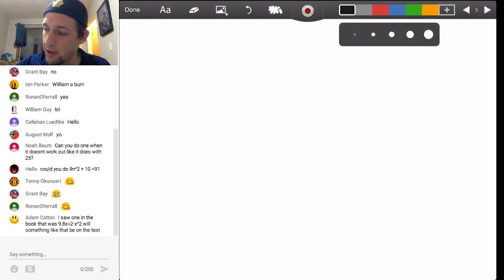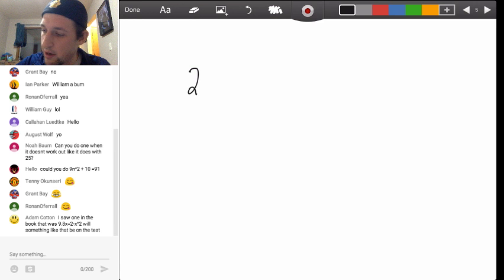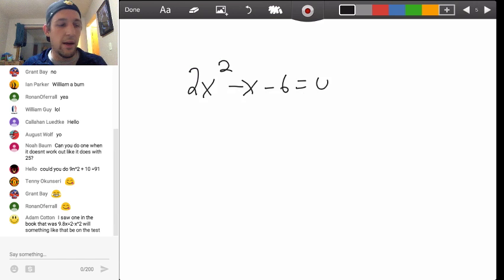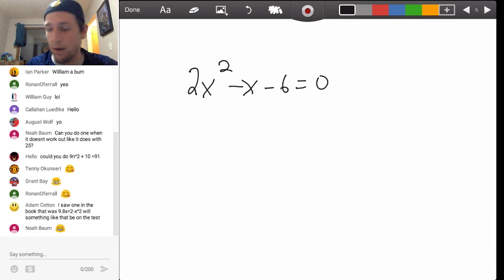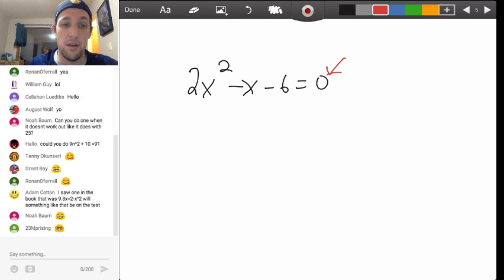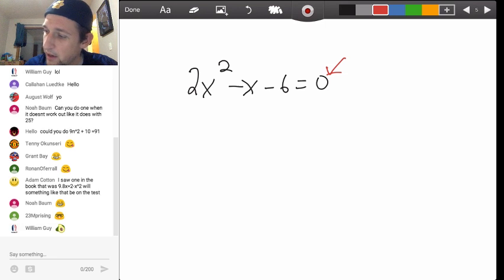So the first one is 2x squared minus x minus 6 equals 0. In the quadratic formula, it is exceedingly important that you understand that it has to be equal to 0. Okay, so this is really, really important. Once it's equal to 0, you can go into the process of identifying your A, B, and C.